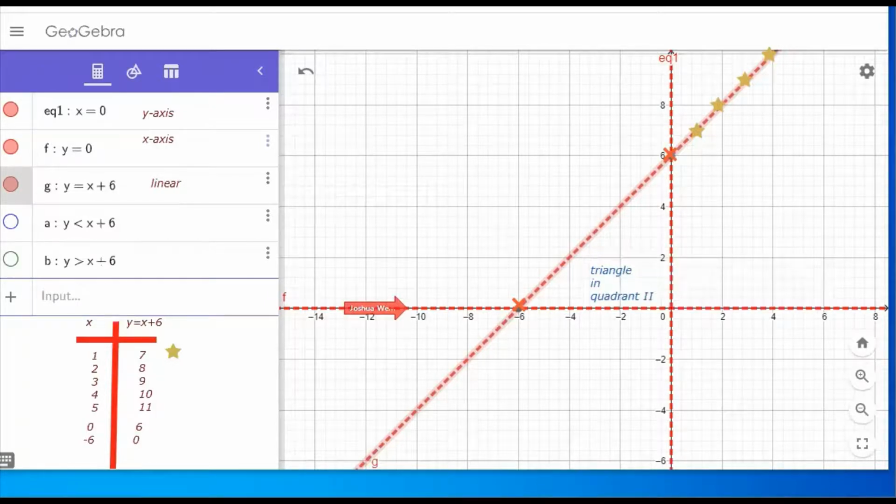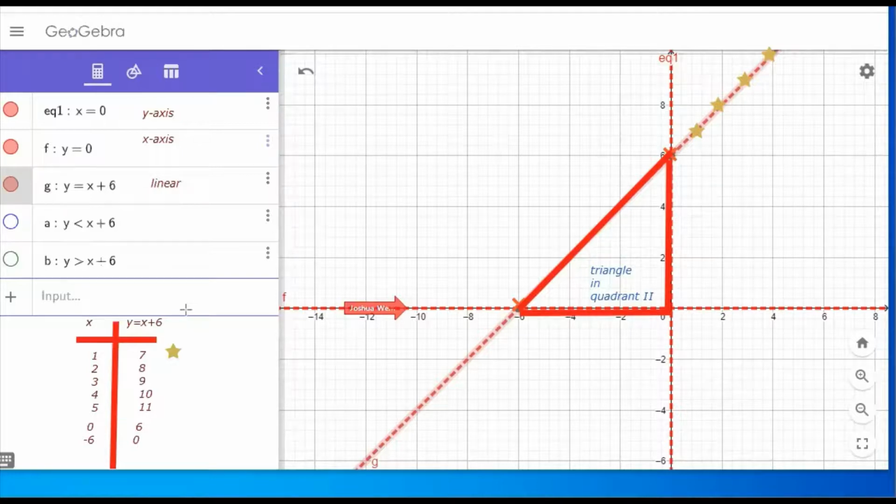Okay, so I will connect the corners of the triangle, and there it is mapped in space. That triangle is formed by the crossing of those three lines.